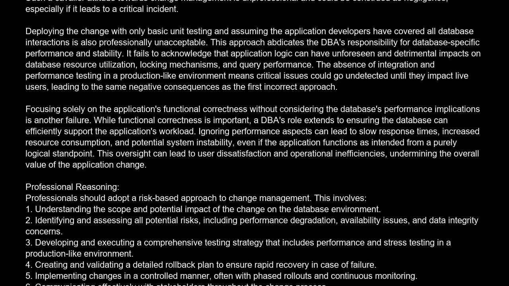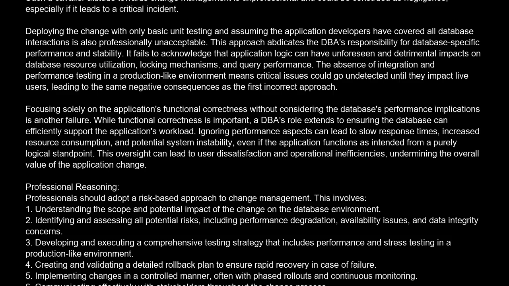Deploying the change with only basic unit testing and assuming the application developers have covered all database interactions is also professionally unacceptable. This approach abdicates the DBA's responsibility for database-specific performance and stability. It fails to acknowledge that application logic can have unforeseen and detrimental impacts on database resource utilization, locking mechanisms, and query performance. The absence of integration and performance testing in a production-like environment means critical issues could go undetected until they impact live users, leading to the same negative consequences as the first incorrect approach.